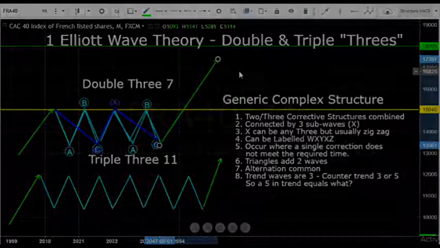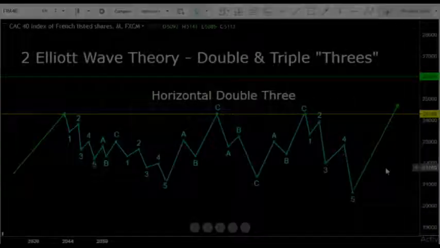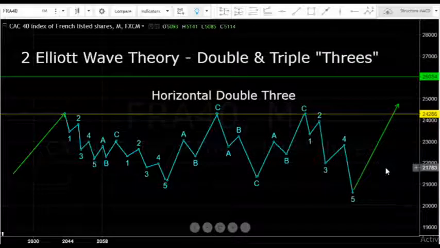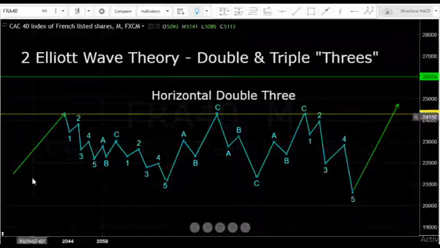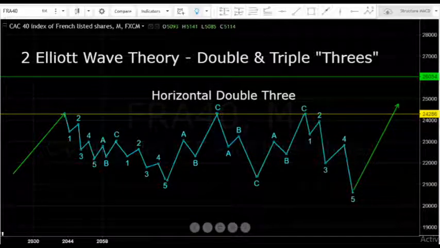Okay, let's move on to the next slide. Okay, here we have our second slide, and what we have is a horizontal double 3. And if we look at it, we can start to work out what's going on here.